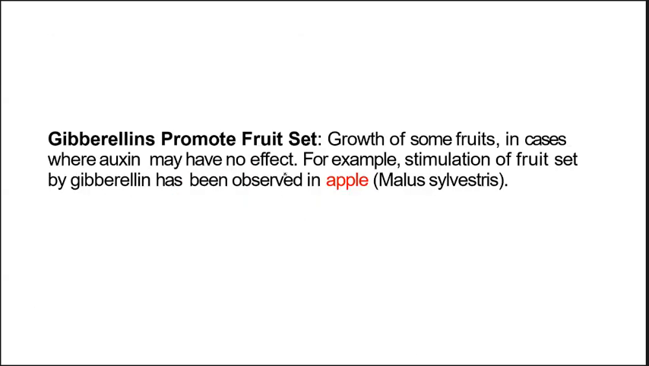So next, gibberellin helps in promotion of fruit set. Fruit set means fruit development. So growth of some fruits occurs in cases where auxin may have no effect. Mainly just remember that gibberellin helps in the fruit set of apple. If the example apple is given, that means gibberellin here has a role in the fruit set of apple.